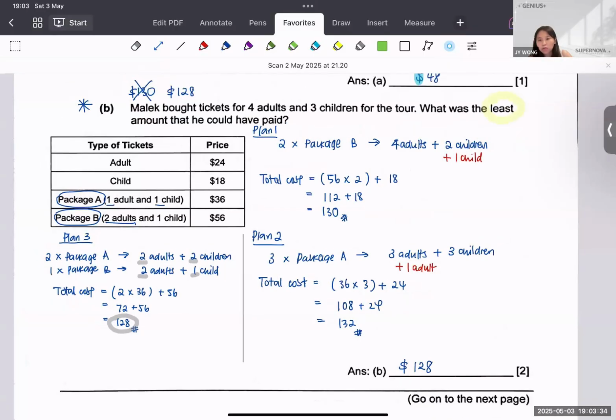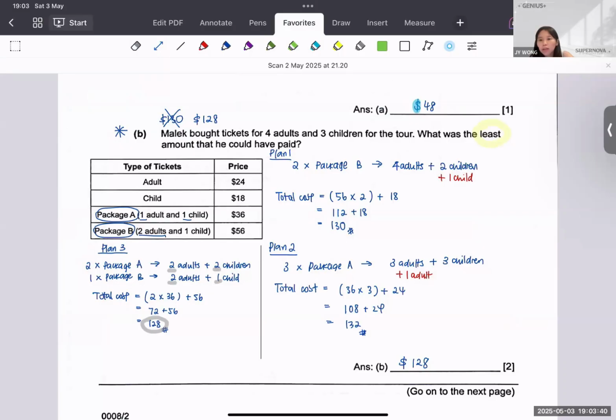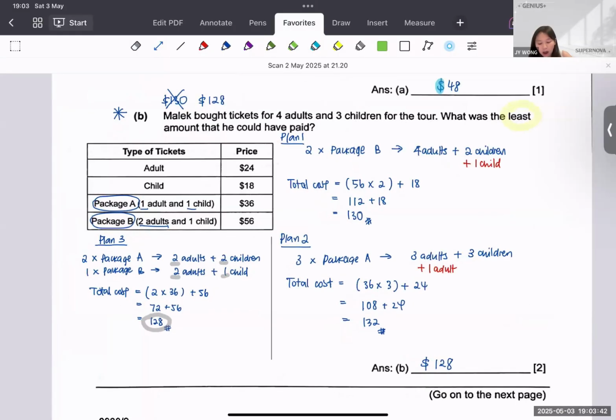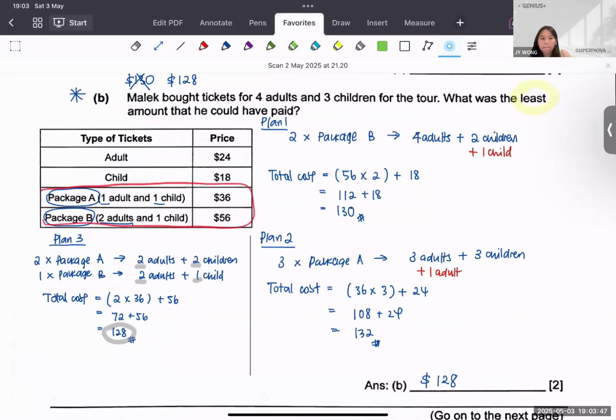Okay? So this one, 128. So Jay says how? I already explained how. You will always try to consider using the bundle deals. And once you use the bundle deals, you can make it up to 4 adults and 3 children. That's where you see the price goes down by a little bit. It's not a significant difference, but every dollar saved makes 128 the least amount that Malik had to pay. Okay? Understand? So I move on.